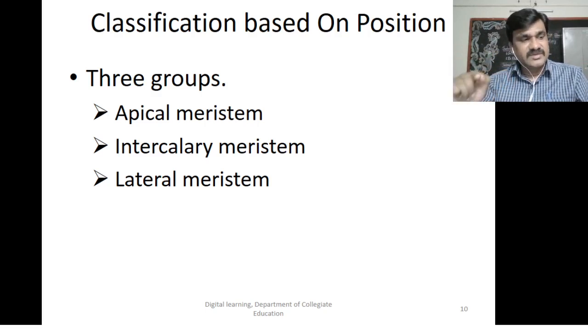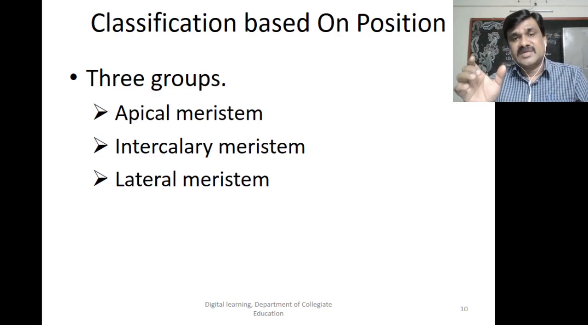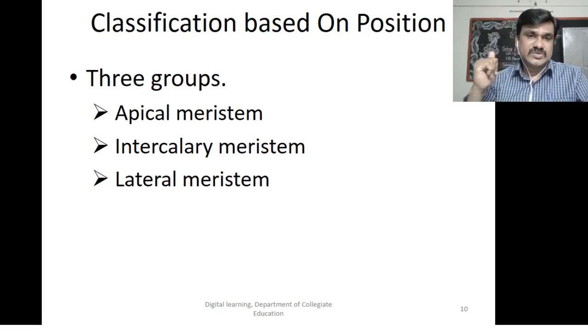Then the second type of meristem based on position is intercalary meristem. Intercalary meristem is a short-lived meristem and it is present between the masses of permanent tissue. That is the word intercalary. So the meristem which is present between the masses of permanent tissue is what I call intercalary meristem.